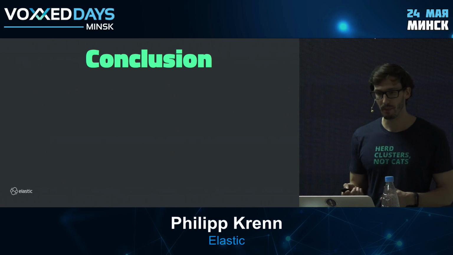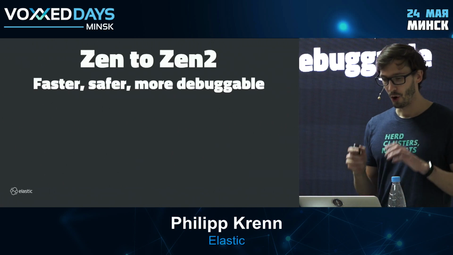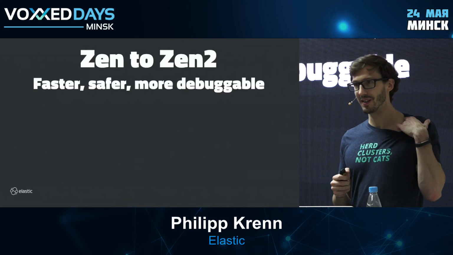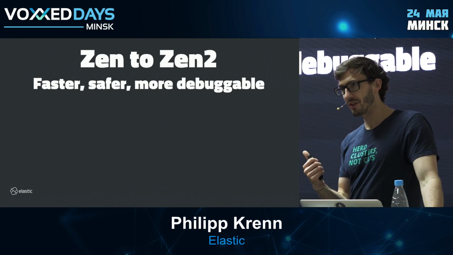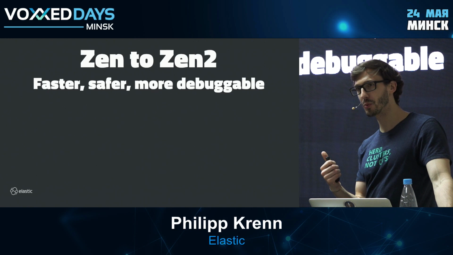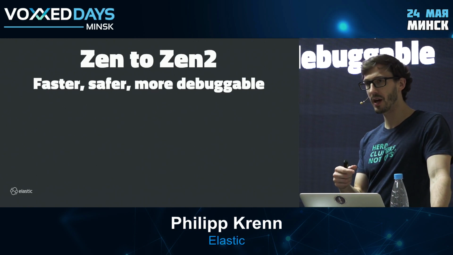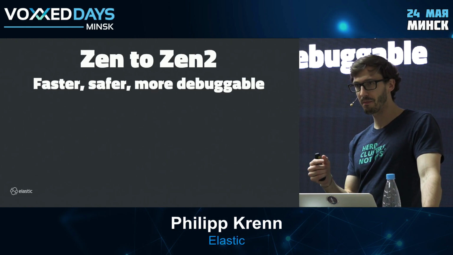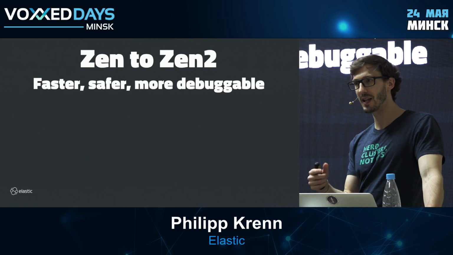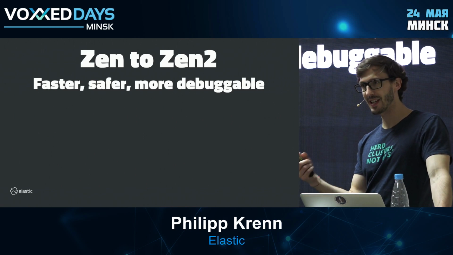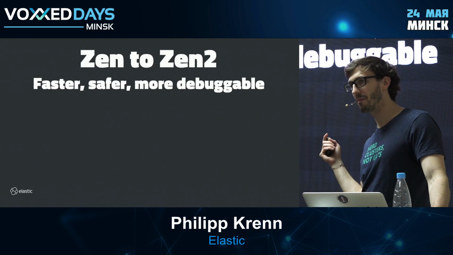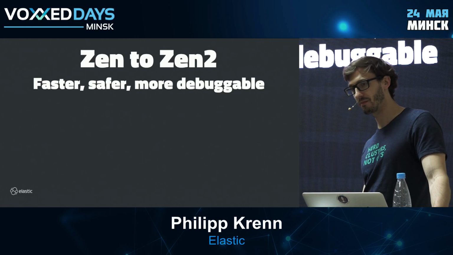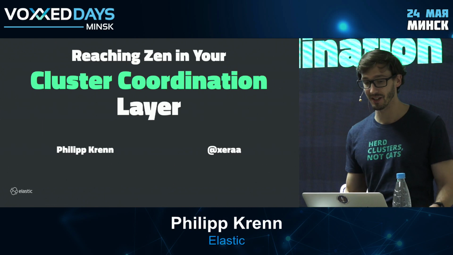Okay, to wrap up, hopefully or ideally, that's what the plan was, is that Zen to Zen2 is faster. Like node recoveries will be faster because we've been able to change timeouts to be lower now. It's safer because you cannot wrongly configure the Zen minimum master nodes anymore, and scaling is safer because of that as well. And it should also be more debuggable because the error messages are better now. And that's pretty much it.